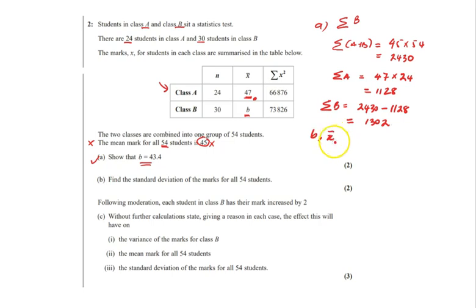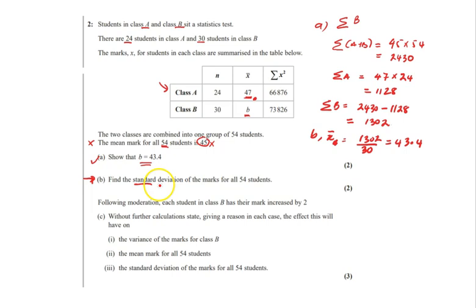Therefore, you can find the value of the average. I call it maybe X bar of class B, which is the sum of B, which is 1302, divided by how many of them are there? There are 30 of them. Then this answer will give you 43.4.